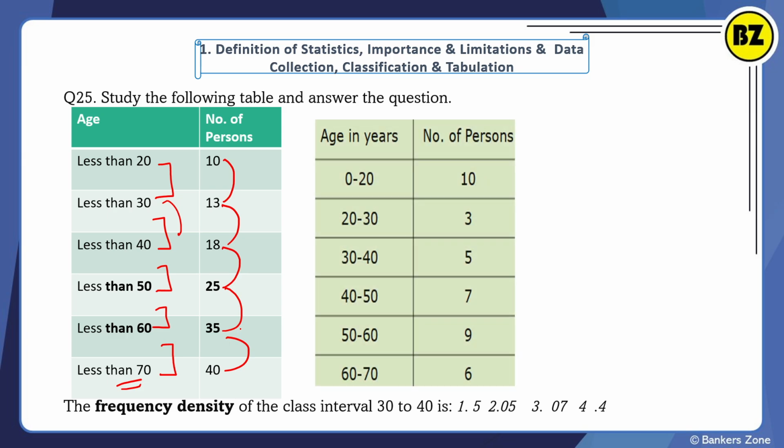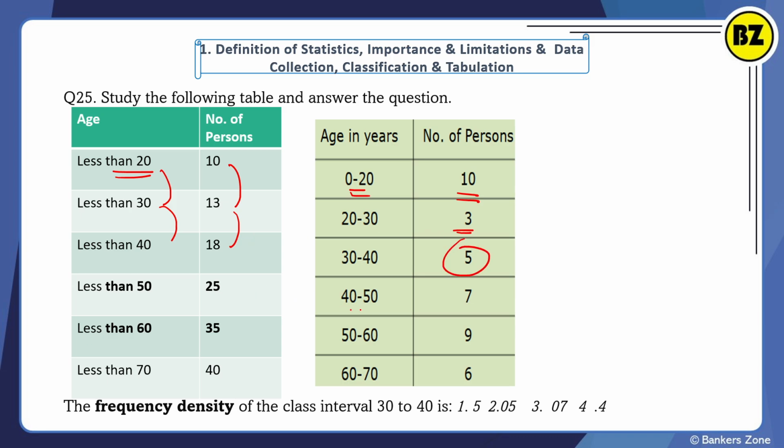Very easy. That is the number of persons. Less than 20 means 0 to 20, 10 persons are there. Then 20 to 30, 3 persons are there. 30 to 40, 5 persons are there. 40 to 50, 25 minus 18, 7 persons are there. And 60 to 70, 6 persons.